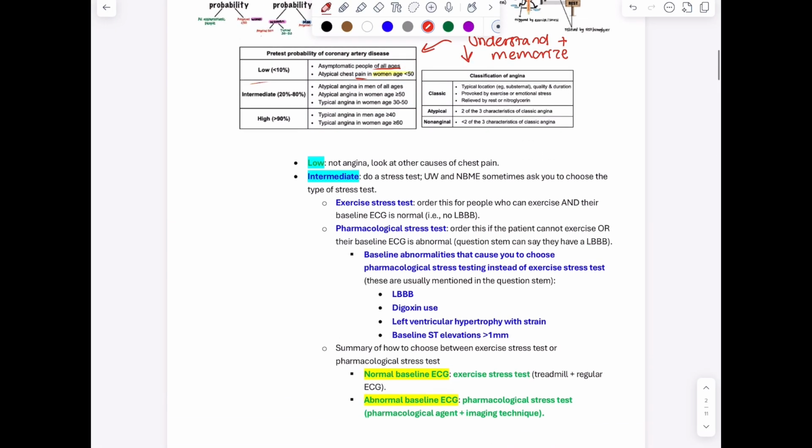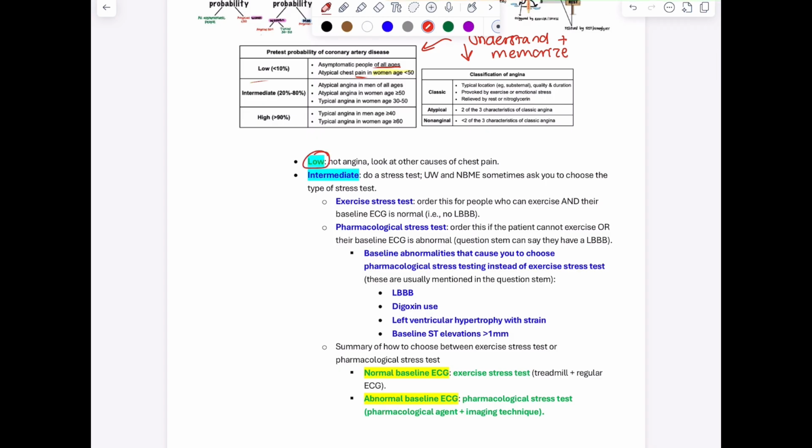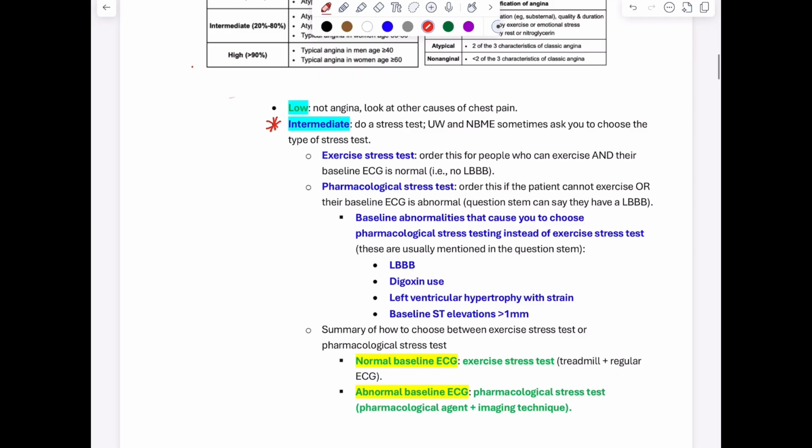So this is kind of going back to, we said low probability. These are going to be these people right here. We said this is not angina because they are asymptomatic, either asymptomatic right here, or they have atypical chest pain in a young woman. These people, they're not going to have coronary disease. And then intermediate, this is the one you want to know, because a lot of times they just ask you to choose the type of stress test.